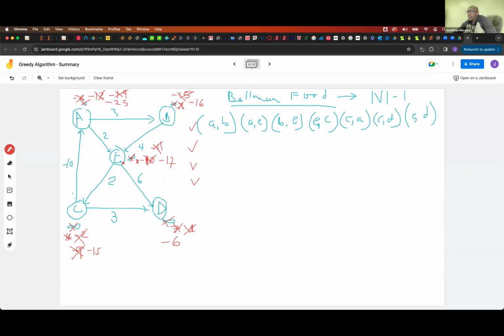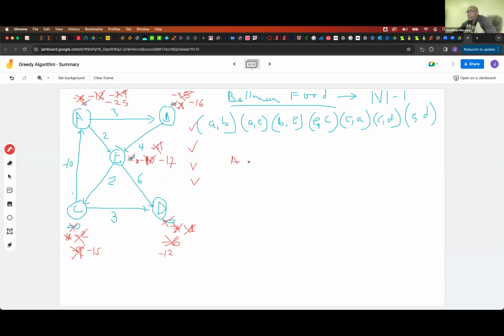And then C to D is 3 minus 15. So this becomes minus 12. And then E to D is minus 17 plus 6. That's minus 13. Oh, no, that's minus 11. So this will stay the same. Okay, so at the end, we have this.